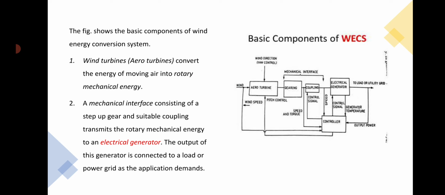First of all, the aero turbines. You can see in the first block the aero turbine, or the wind turbine. This converts the energy of moving air into rotary mechanical energy. So you know that the wind energy system is converting the energy of air first into mechanical energy and then into electrical energy. Am I right? So here the wind turbines at first convert the energy of moving air into rotary mechanical energy, right?